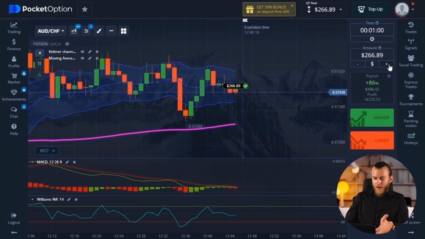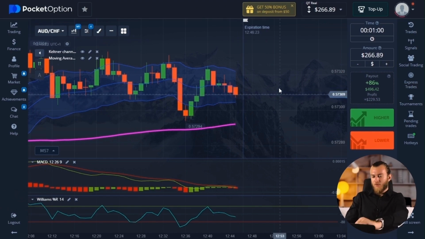Deal closed. Around $267 remaining. Seek new opportunity. Switch to a different pair.